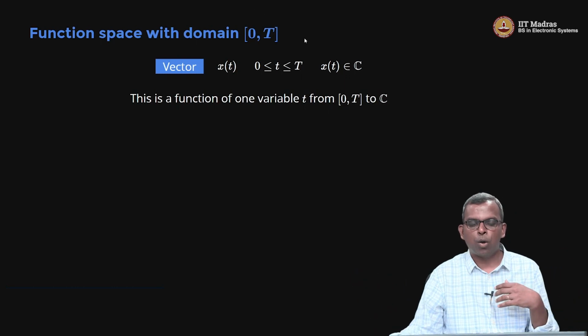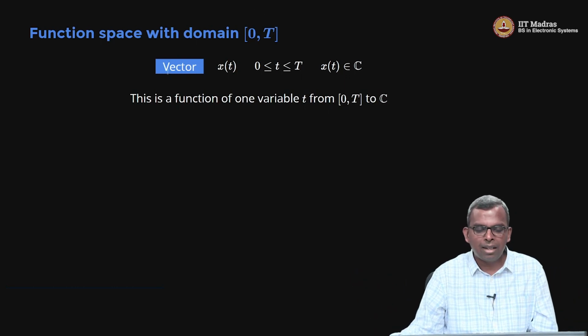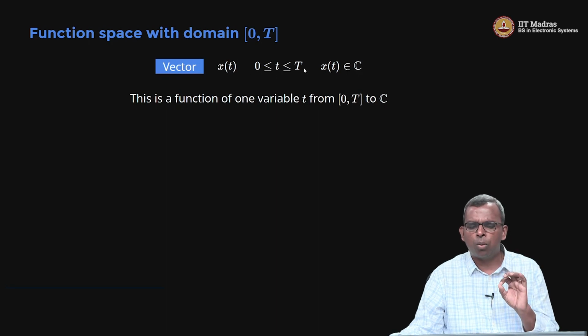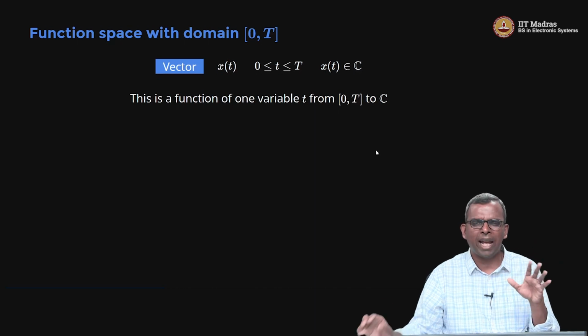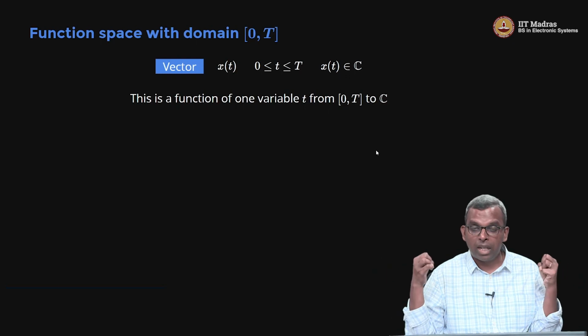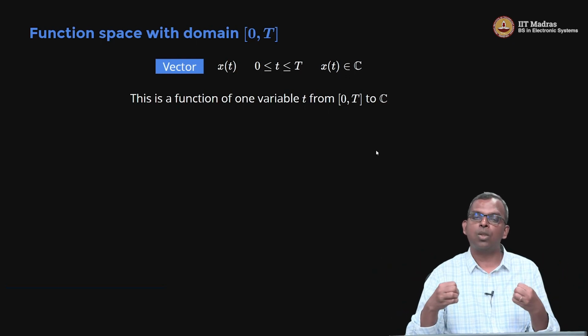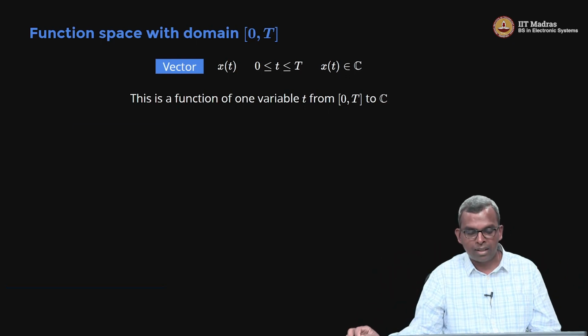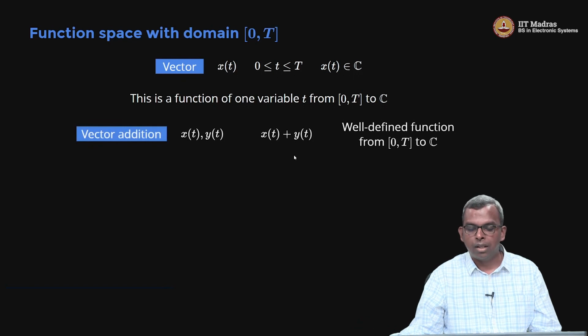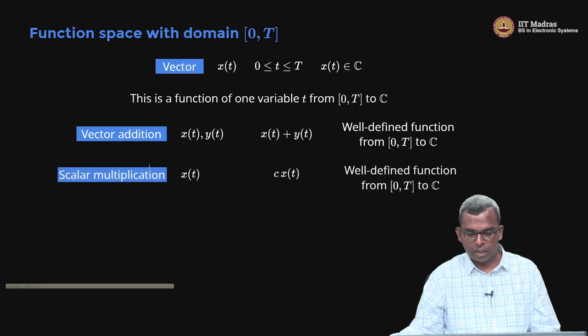You can take any domain here and say, I'm worried only about those functions which exist from this domain to complex numbers. So it's a function of one variable from 0, t to C. I don't care about the other parts. These types of functions also can be thought of as vectors. It's very easy to see, right? When you do addition, x of t plus y of t is a function from 0, t to C. If you do scalar multiplication, again, a well-defined function from 0, t to C.